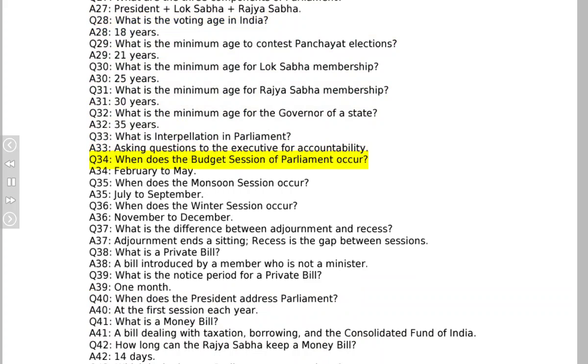Q34. When does the budget session of parliament occur? A34. February to May. Q35. When does the monsoon session occur? A35. July to September. Q36. When does the winter session occur? A36. November to December. Q37. What is the difference between adjournment and recess? A37. Adjournment ends a sitting. Recess is the gap between sessions.